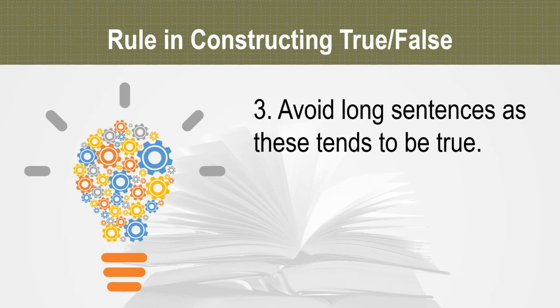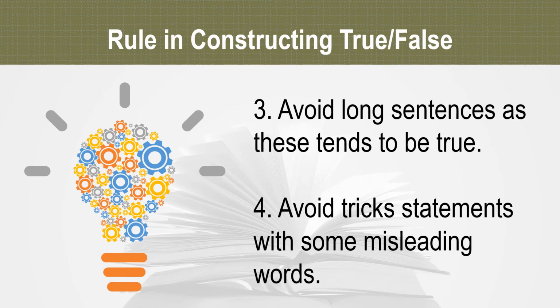Rule number three, avoid long sentences as this tends to be true. For example, your item number one is very short and your item number two is very lengthy. So definitely students might think why this item is too lengthy, and it seems that it explains the correct answer. So it tends to be true if that's the case. So avoid it. Rule number four, avoid trick statements with some misleading words.